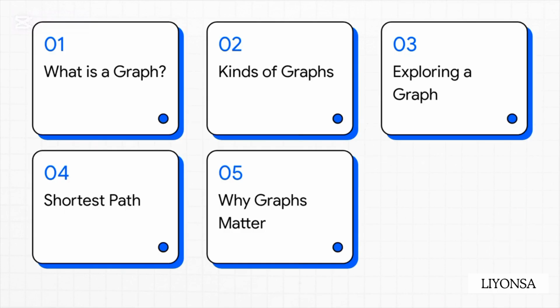Okay, so here's our game plan. We're going to break down what a graph actually is, then we'll look at a few different types. After that, we'll see how a computer even navigates them, and we'll uncover that algorithm that finds the shortest path. And finally, we'll see why this stuff matters in, well, pretty much every part of our lives.